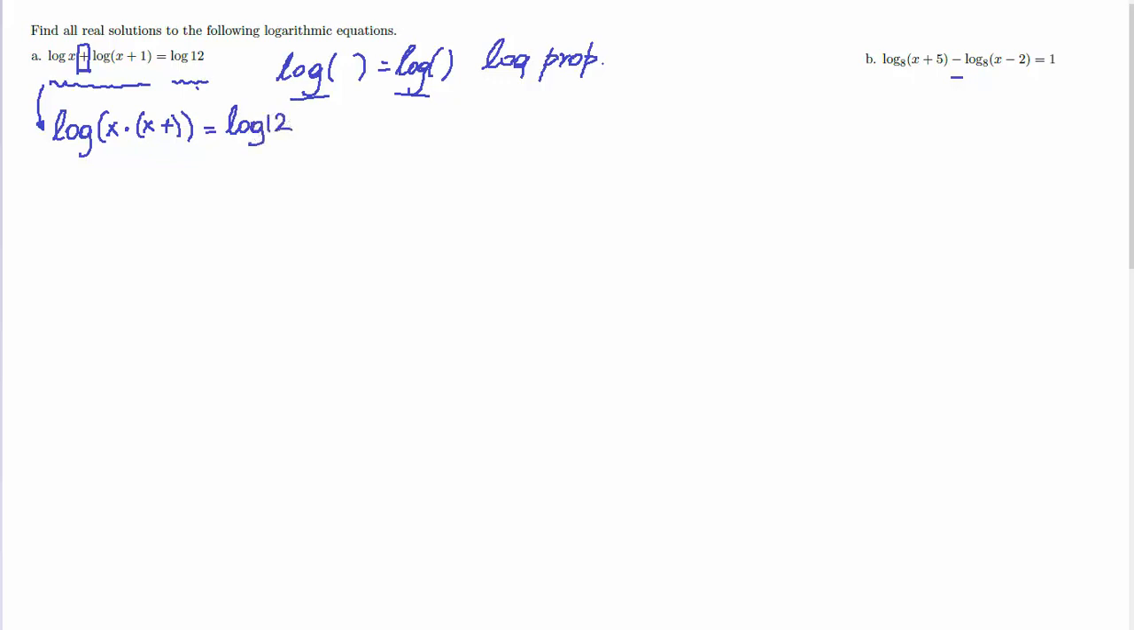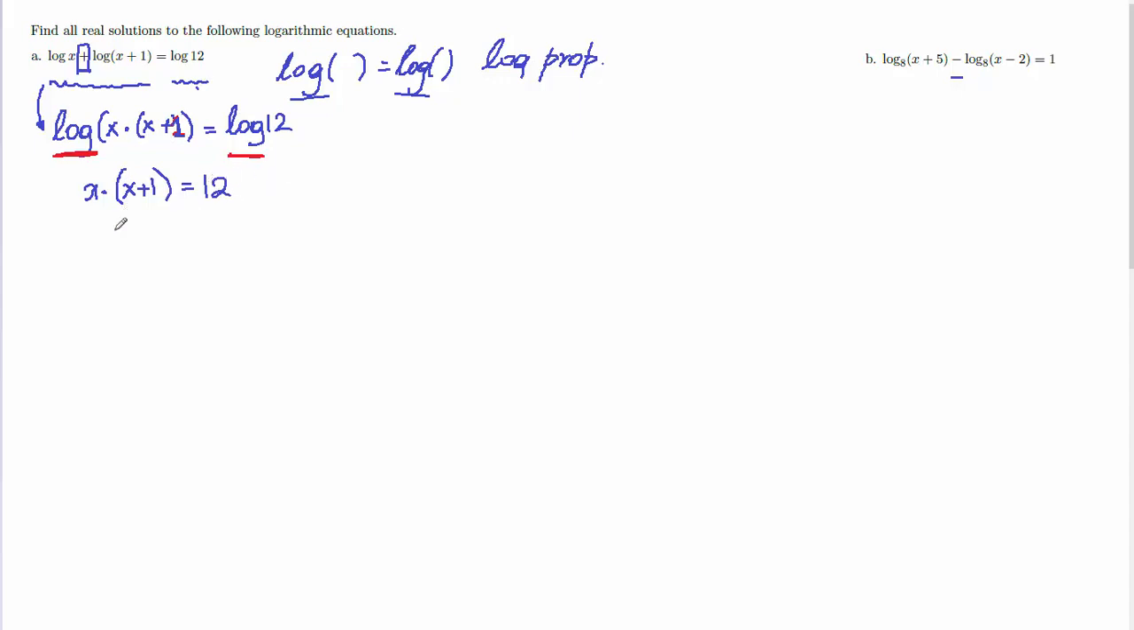Now, what I managed to do with applying the property of product is that I have a single log on the left side and a single log on the right side. You can see that there are no bases here, so you can assume that this is the number 10. For the moment, we don't care about that. How do we solve this problem now? Well, if two logarithms are equal, then the arguments of those logarithms will be equal. So x times x plus 1 is equal to 12. So immediately I can drop the logs.